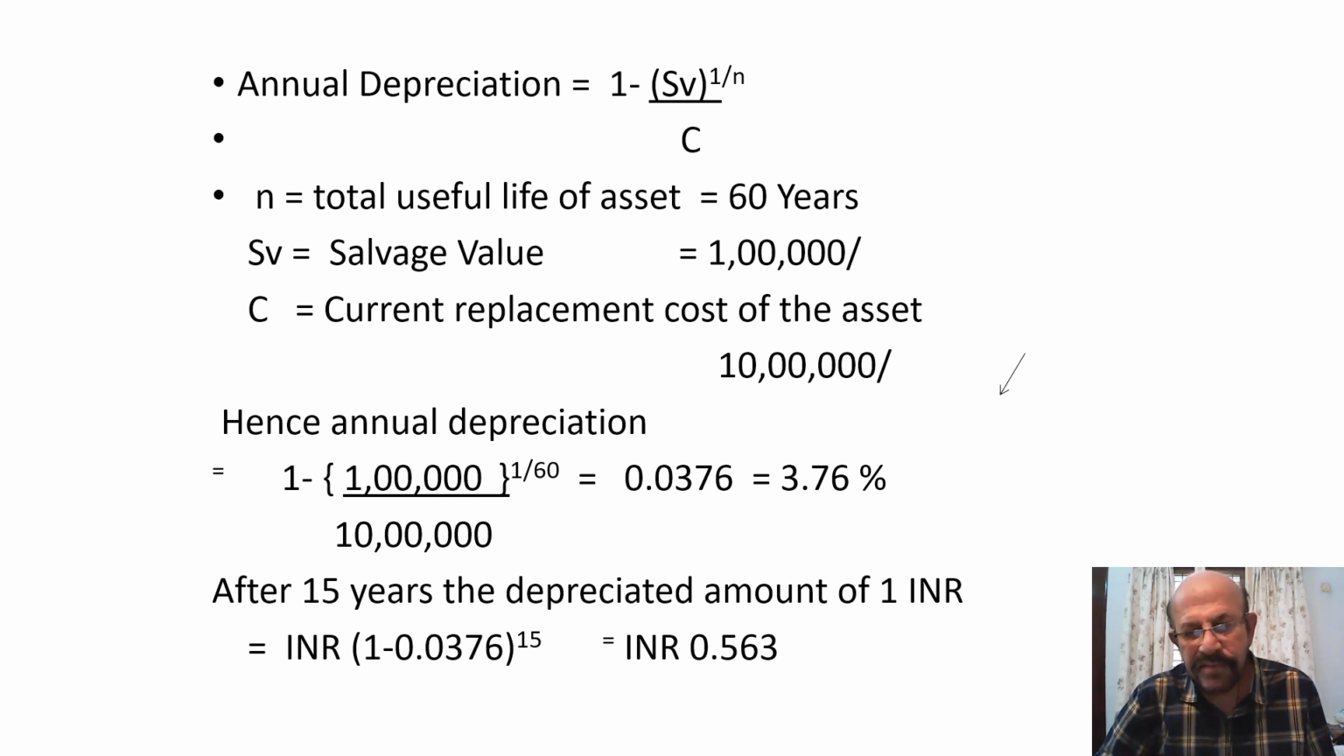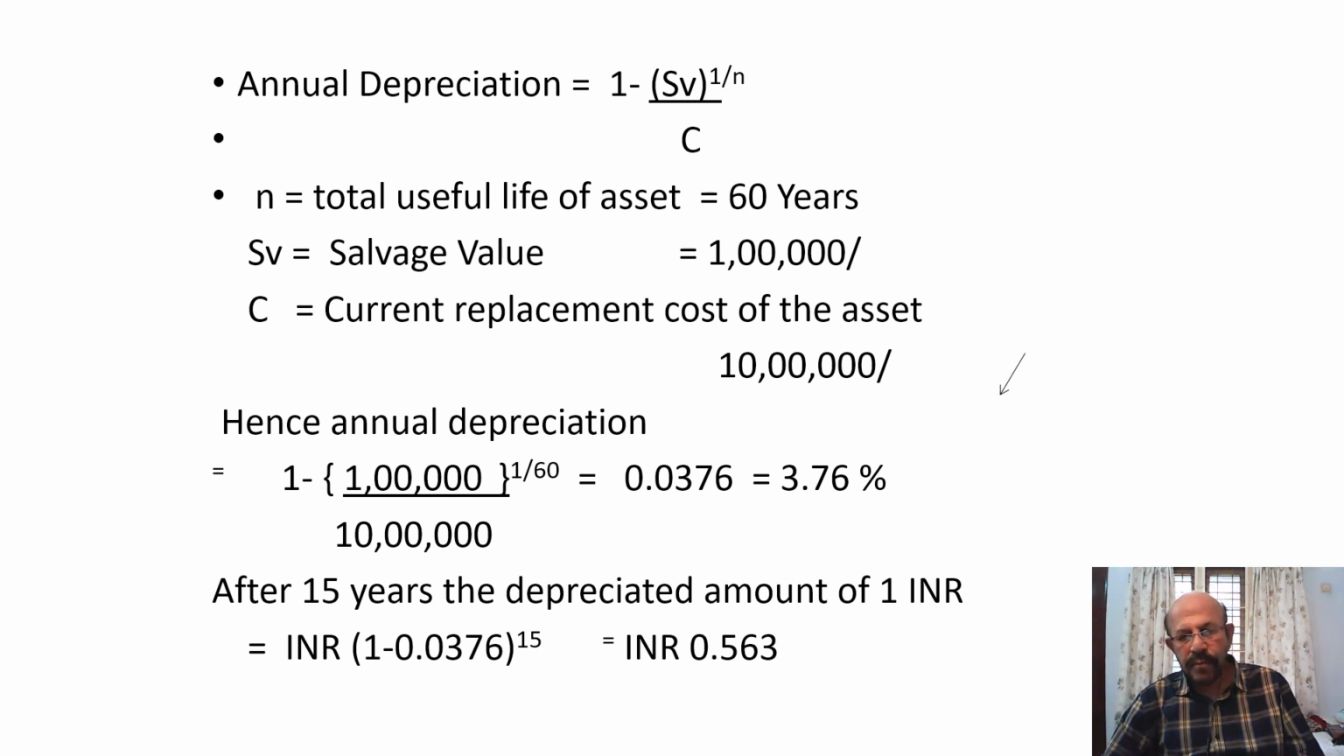Here, annual depreciation is equal to 1 minus the salvage value, 1 lakh, divided by the replacement cost, 10 lakhs, raised to 1 by 60. So it is equal to 0.0376, which is 3.76%. After 50 years, the depreciated amount of 1 Indian rupee will be 1 Indian rupee into (1 minus 0.0376) raised to 50, which is equal to Indian rupee 0.563. Because the 1 rupee will become 0.563 rupees.